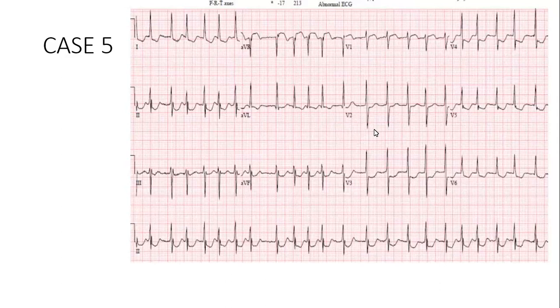Okay, let's look at V2. I think it's showing it nicely. What do you see in V2? Can you see my cursor? Yes, Luna. Look at my cursor. Let's look at V2. There's a QRS. There's a T.